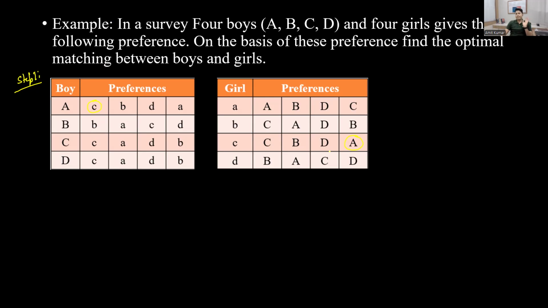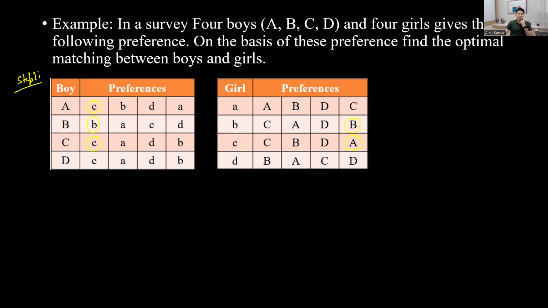and I will cross it if it is not accepted. Okay. Now moving to boy B, the first preference of boy B is small b. Small b is also not engaged anywhere till now, so this proposal has to be accepted. The proposal is accepted by b. Moving to C, C proposes to small c.